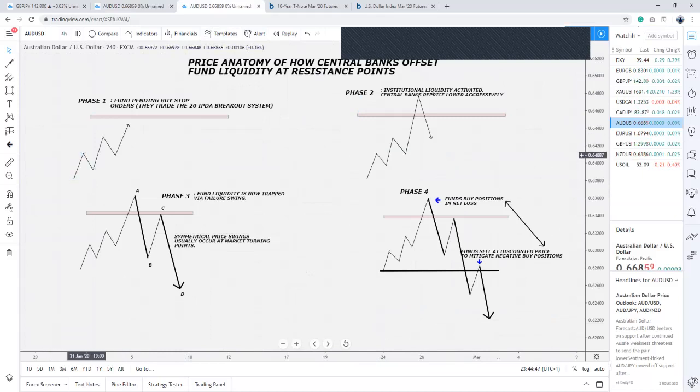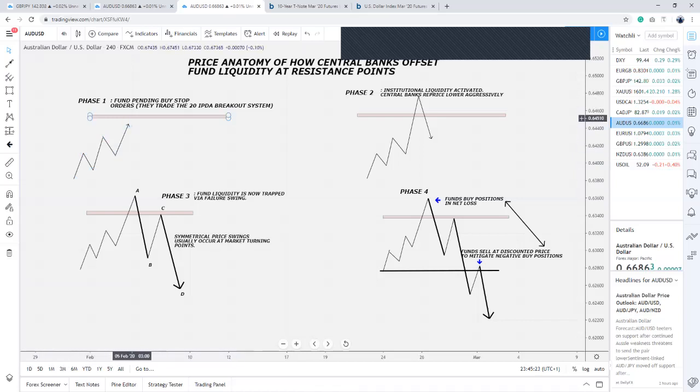The IPDA is going to start to drive price to institutional reference points in the form of sell side, be it a bearish order block, bearish fair value gap, bearish rejection block, a bearish breaker, a bearish negation block, or an old high. Okay, so IPDA is going to start to drive price to that level. You're going to see higher swing points. And what's going to happen is as price starts to trade higher, the funds are going to have pending buy stop orders resting around higher time frame resistance level.